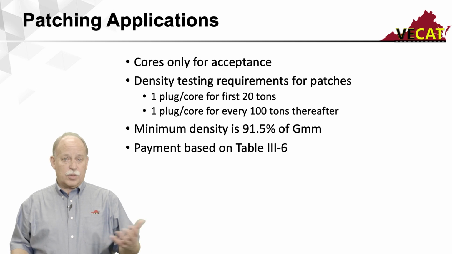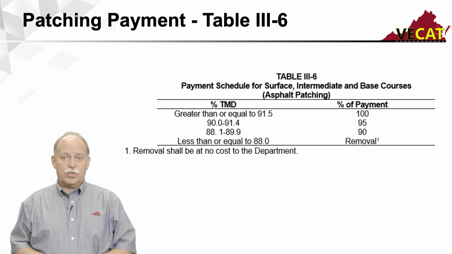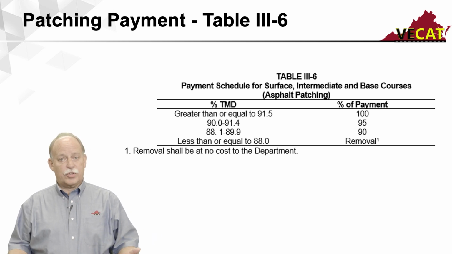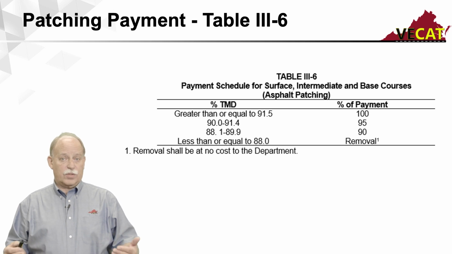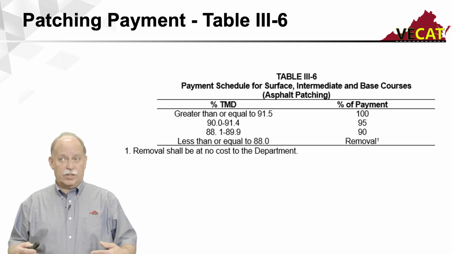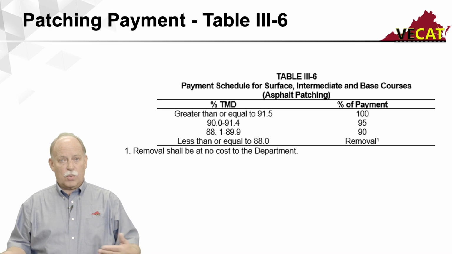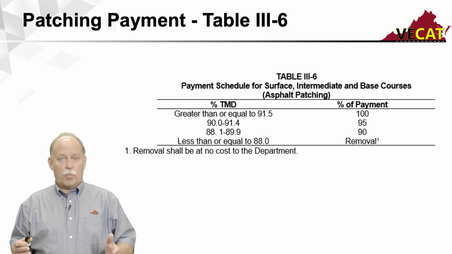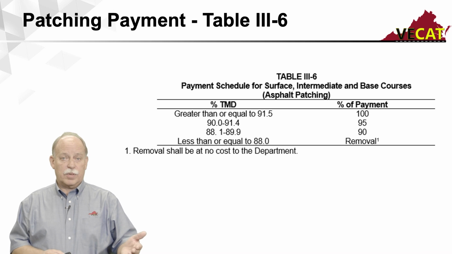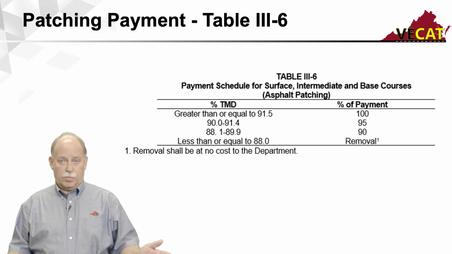And once you do that, there's a pay table also for that, and that's table 3-6. And that's the table that you see here. Again, that determines your pay level and whether or not you have to get to that removal or replacement section, which is all the way down again at that 88%. So it's very similar to the other table for small quantity paving. As long as you get 91.5 in this case for the patching operations, it's recognized that small quantities like this, where you're dealing with very small patches, you need to meet that minimum 91.5 as opposed to the 92.5. However, again, if you're less than 88%, it's remove and replace at no cost to the department.